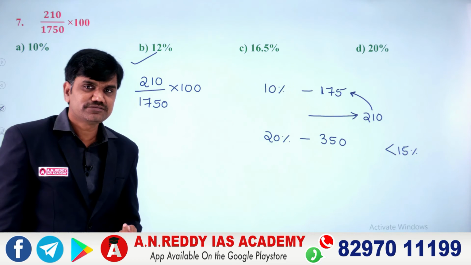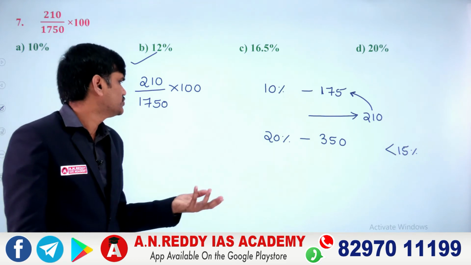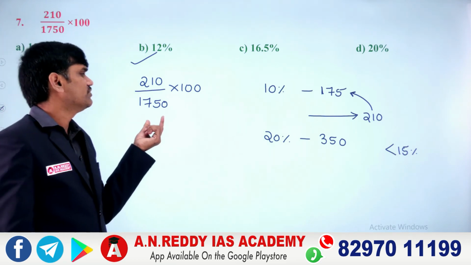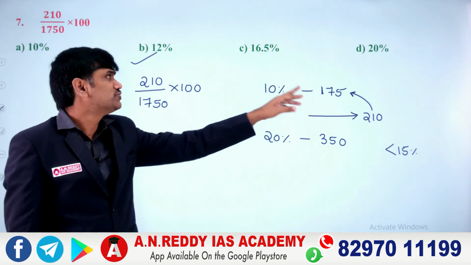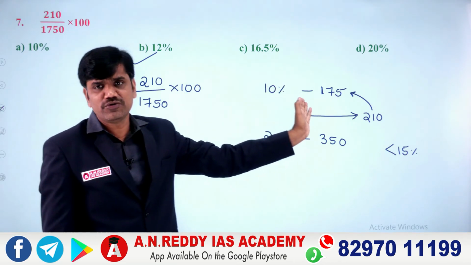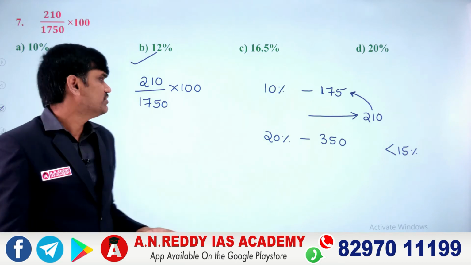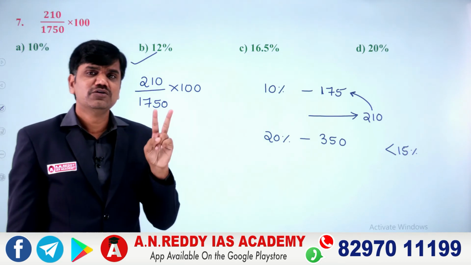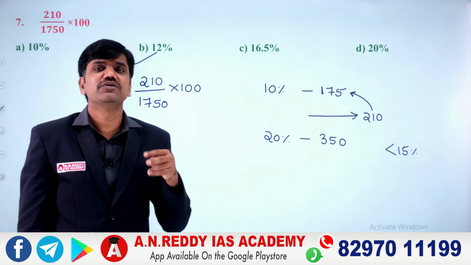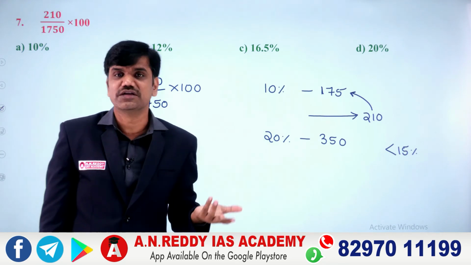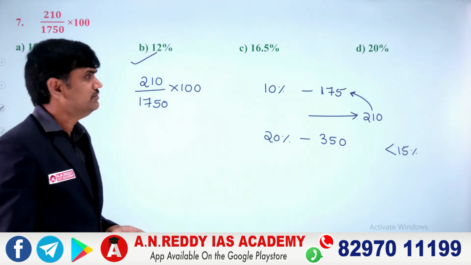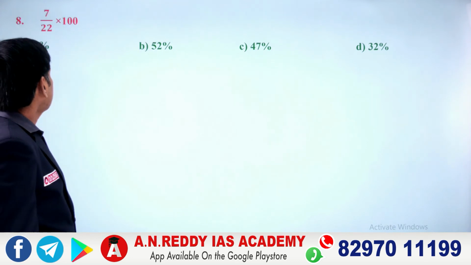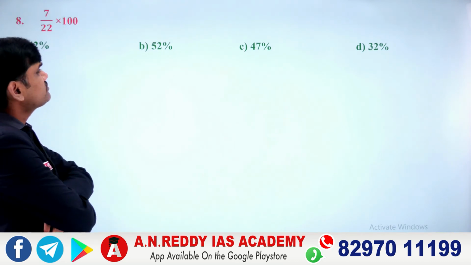Is that clear? If you wish to go for calculation, you can do it like this, dear. For 10% you take 175. How much should you add to reach 210? You have to add 35. That 35 is what percent of 1750? 2%. So for 10% you add 2% to reach the target. As simple as that. Next, problem number 8.